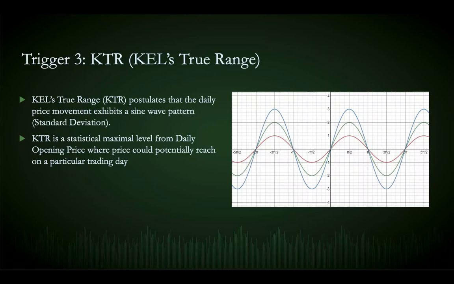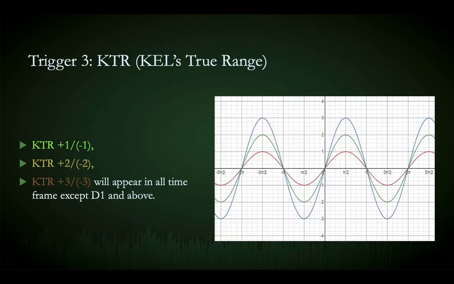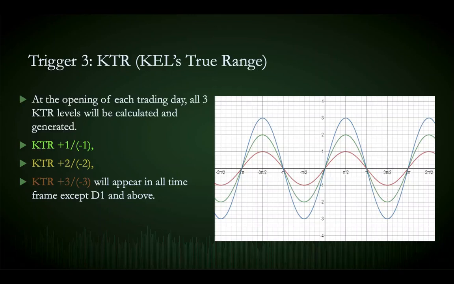Well, KTR is a statistical maximum level from daily opening price where the price could potentially reach on a particular trading day. Now, KTR is also one of the trigger points where it must be combined with color change to enter a trade as well, right? So it's one of the lines. So it basically comes up this way. And it will appear all the time, right? The moment you start to trade that day, all 3 lines, all 6 lines in fact, will already appear on your trade. So it will appear at the opening of each trading day. All 3 KTR lines will be calculated and generated. All 3 will appear all at the same time.